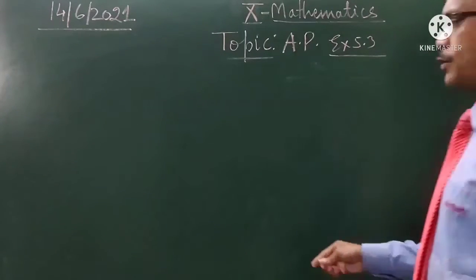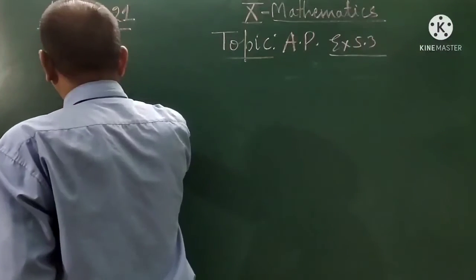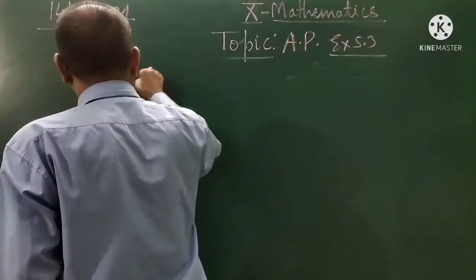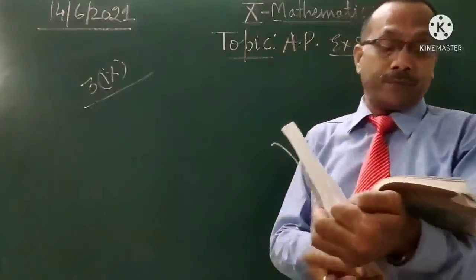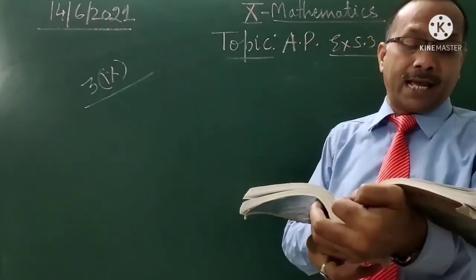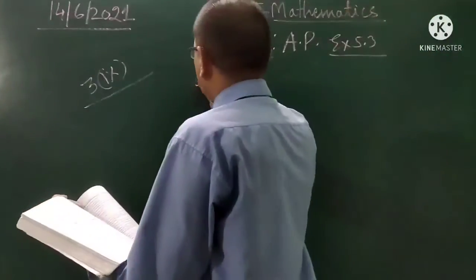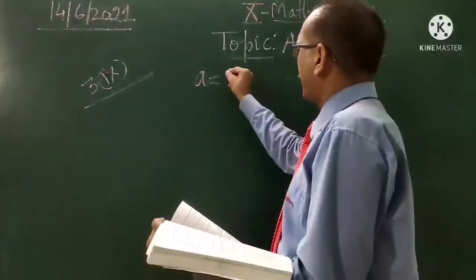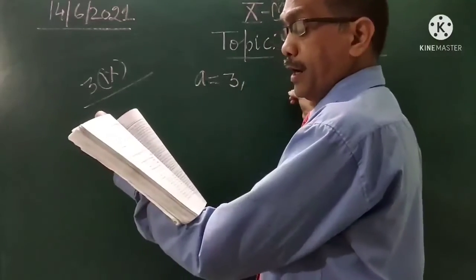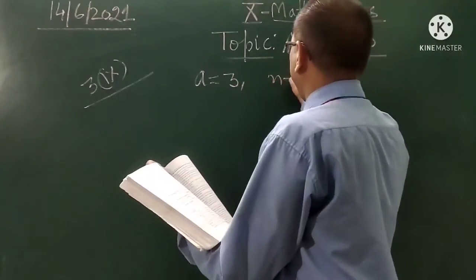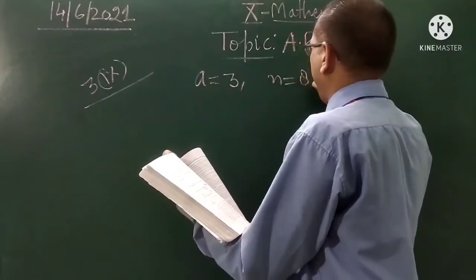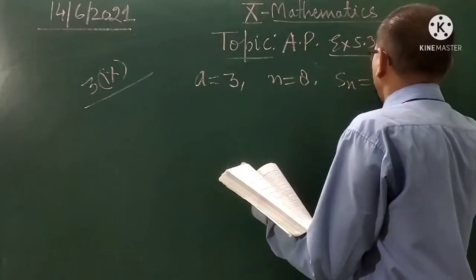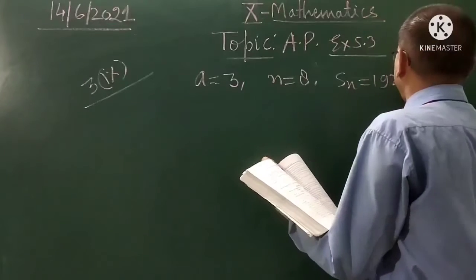Student, now question number 3, ninth part. In this question, given that a equal to 3, n equal to 8, Sn is 192. Find d.